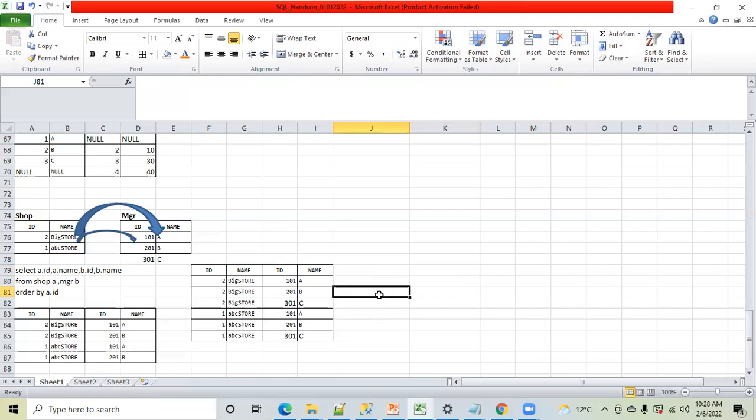So if someone asks you, okay, handshake is an example of which join? Cross join, inner join, outer join, left outer join. So what will be the answer? Cross join.